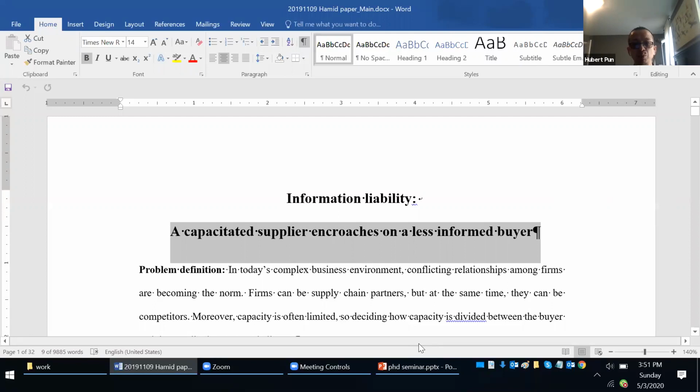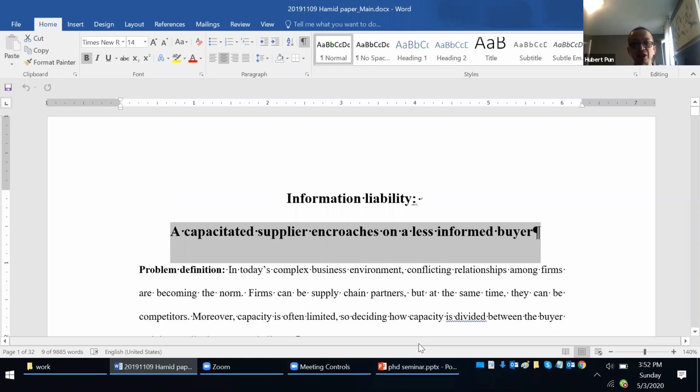Then I had some words left, like 2 or 3 words. So I had to think, what should I do to include the other 2 or 3 words? One of the important results of my paper is that information is bad for you. If you're the supplier, having additional information is actually negative. I thought this was an interesting result, so I wanted to somehow capture this idea in the title.